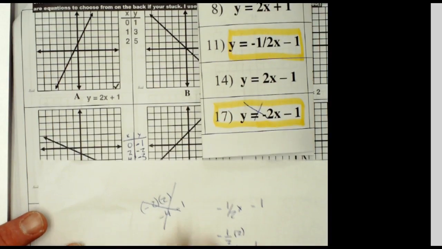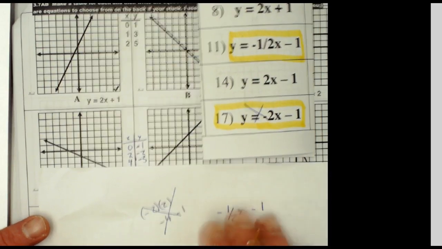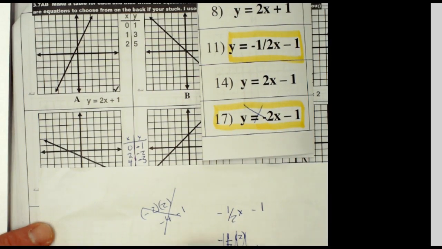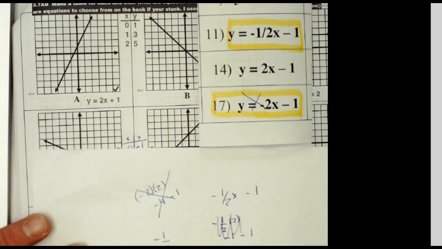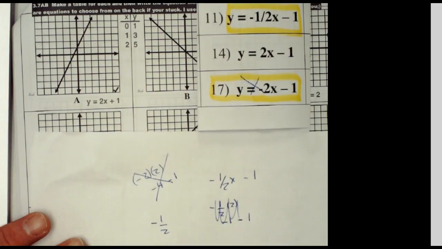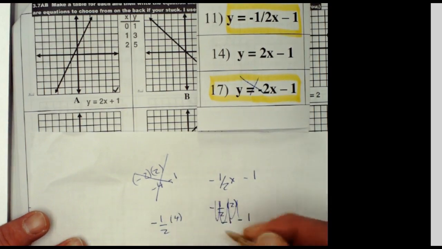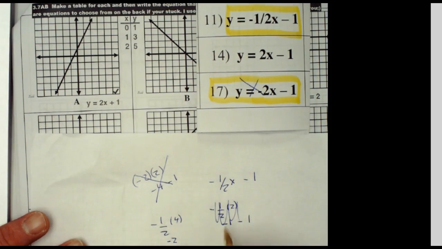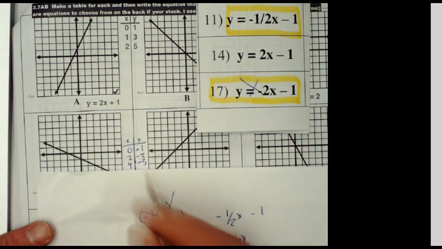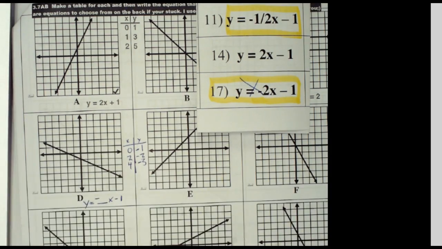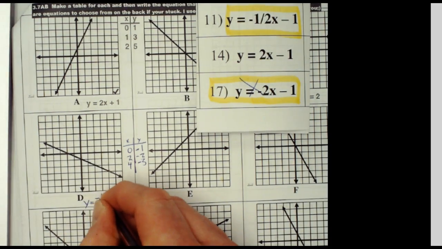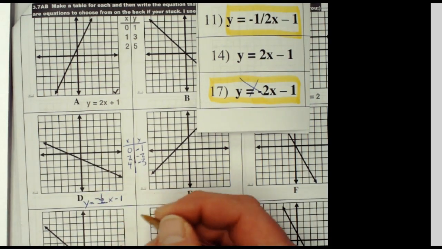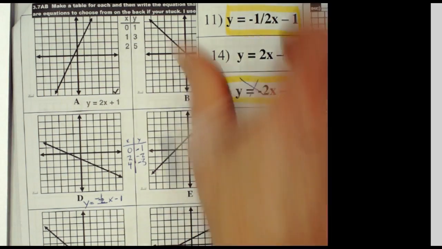Let's try this other one here. Cross this off. And we're going to put in 4. So now we've got negative 1/2 of 4. Well, what's 1/2 of 4? 1/2 of 4 is 2, and it's going to be negative because it's a negative half, so it's a negative 2. And if we subtract 1, it's going to be a negative 3. And that's what we had, 4 and negative 3. So this is it. This is negative 1/2 x minus 1.